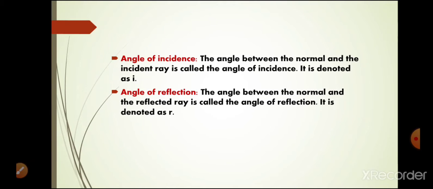Then angle of incidence. What is an angle of incidence? The angle formed between the normal and the incident ray is called the angle of incidence, and generally it is denoted with the symbol I. Then angle of reflection. This angle is formed between the normal and the reflected ray. It is called the angle of reflection and it is denoted with the letter R.